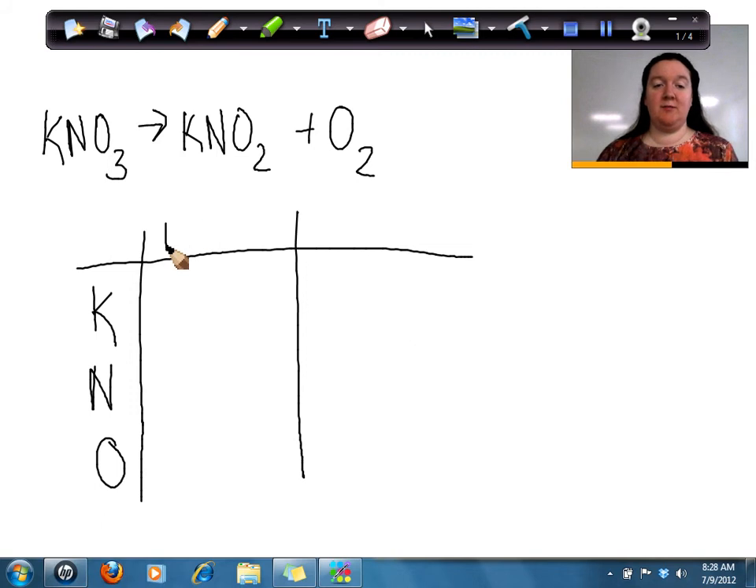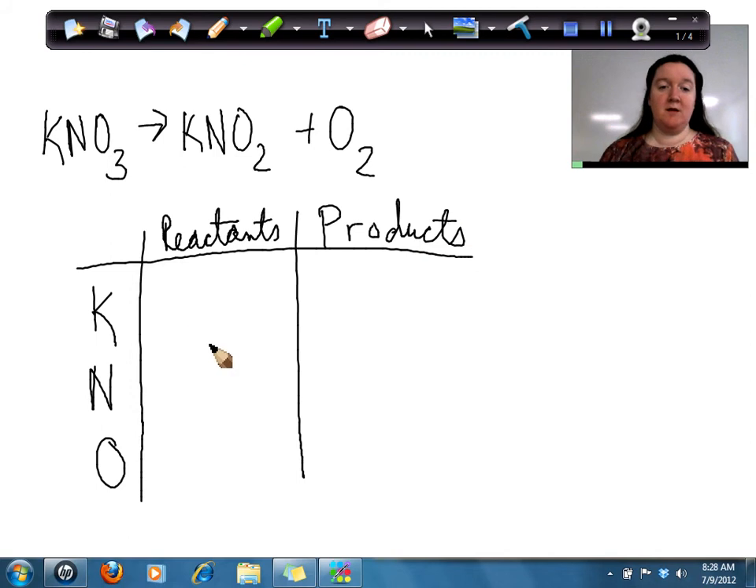So if I start out with my reactant side, and it's going to go to our product side. If I look at my potassium, I have 1 potassium on my reactant side. I have 1 potassium on my product side. If I look at my nitrogen, I have 1 on my reactant side. I have 1 on my product side. If I look at oxygen, here I have 3 on my reactant side. But on my product side, I have 2 in this compound and I have 2 in that compound, so I have 4.